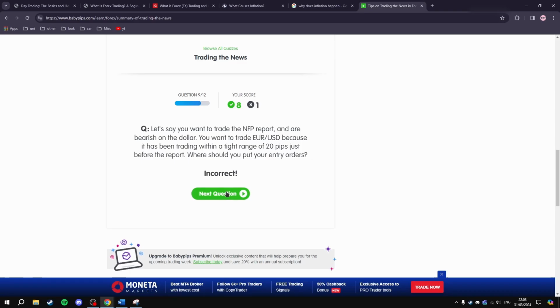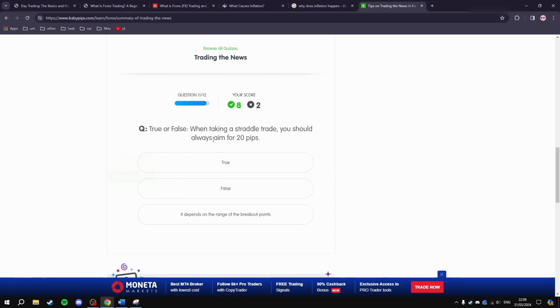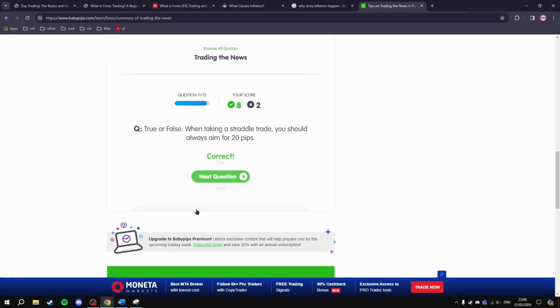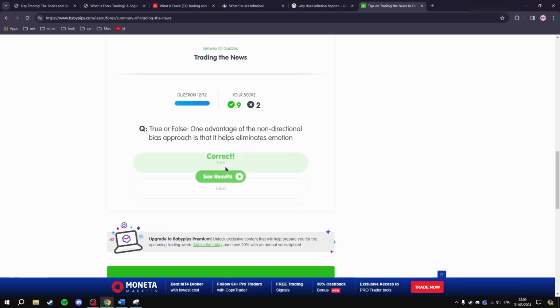Huh? Is it not that? When taking the straddle trade, where would you put your entry orders? Simultaneous orders at market. Oh, never mind. True or false? When taking a straddle trade, you should always aim for 20 pips. Depends on the range of the breakout points. True or false? One advantage of the non-directional bias approach is that it helps eliminate emotion. True.